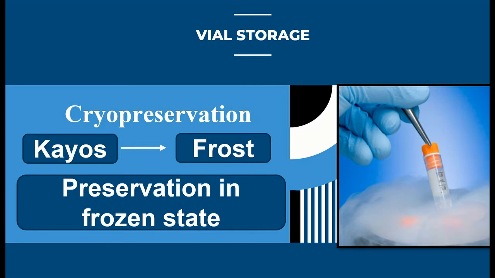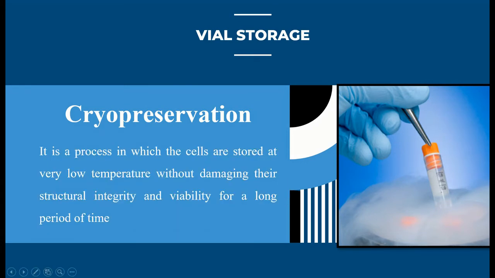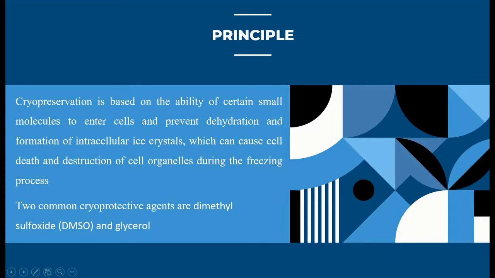So cryopreservation is defined as a cell storage process in the frozen state. It is a process in which the cells are stored at very low temperature without damaging their structural integrity and viability for a long period of time. Cryopreservation is based on the ability of certain molecules to enter cells and prevent dehydration and formation of intracellular ice crystals, which can cause cell death and destruction of organelles during the freezing process.